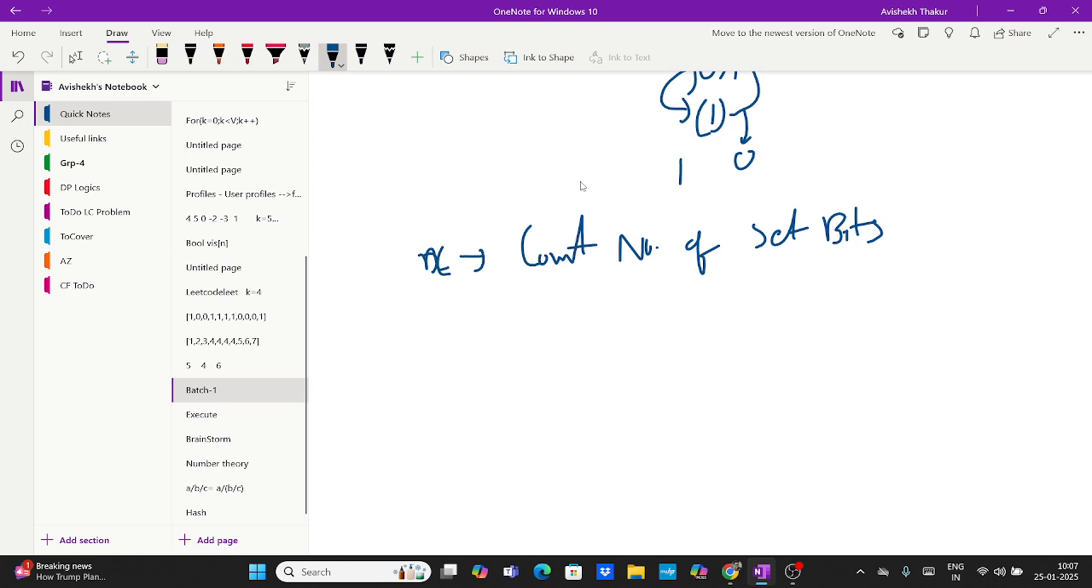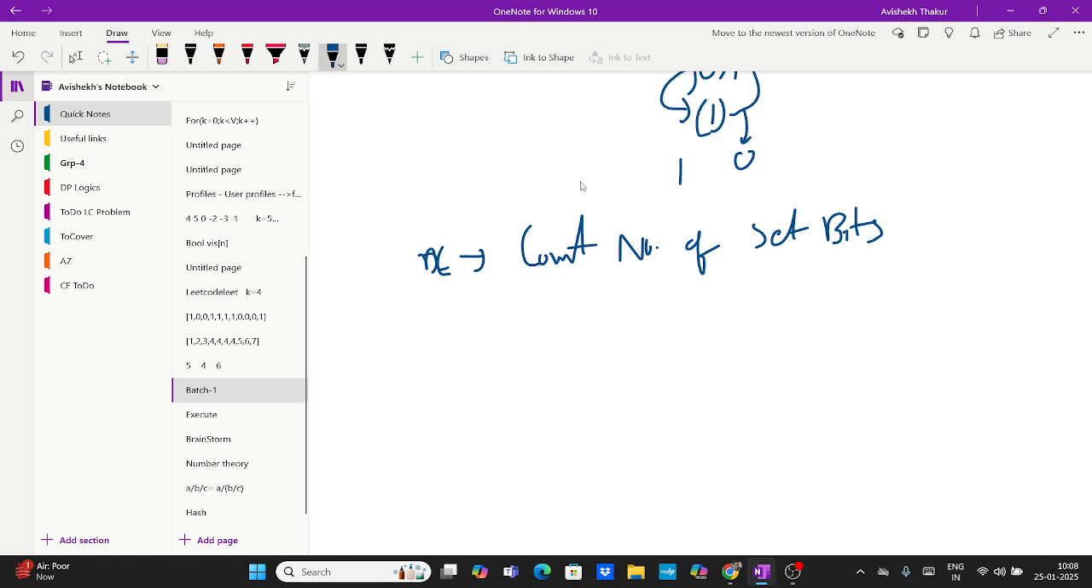Others, brute force. Let's not optimize it. Let's go for brute force. How many of you can solve in brute force? Given a number x, you have to count the number of set bits. Yes, like mod by 2. If it is equal to 1, we increment the count. Then x equals x divided by 2, again x divided by 2, right?